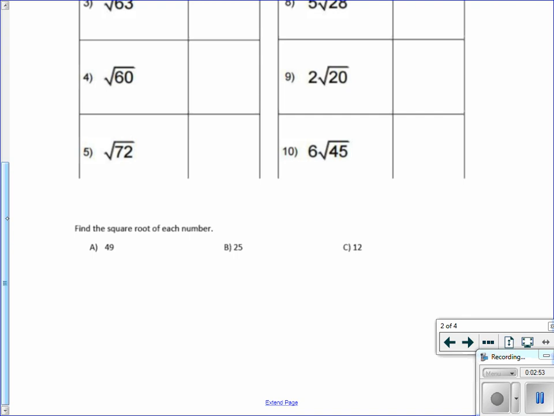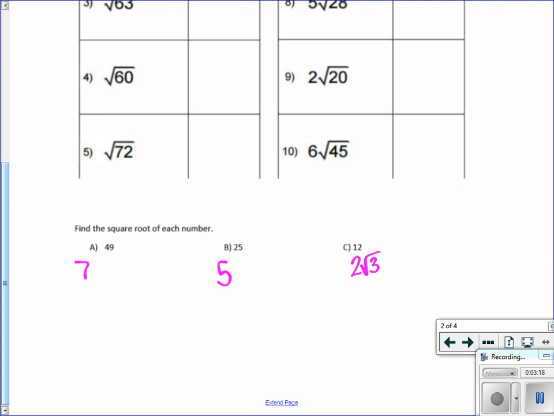So let's go to the bottom part. Take the square root of each number. What's the square root of 49? What's the square root of 25? What about the square root of 12? We did it already. Look up at your paper. What was our answer? 2 square root 3.